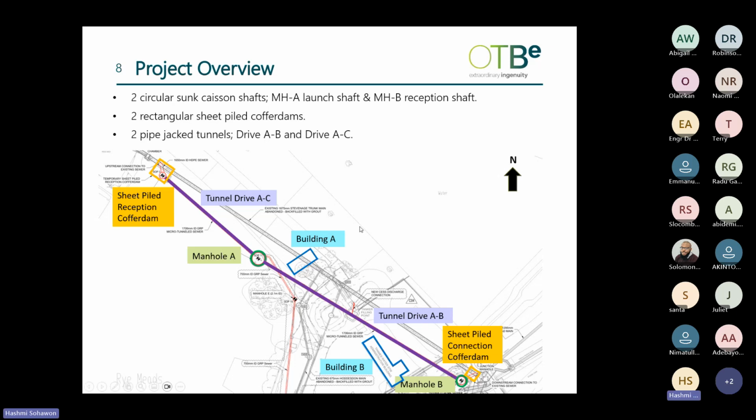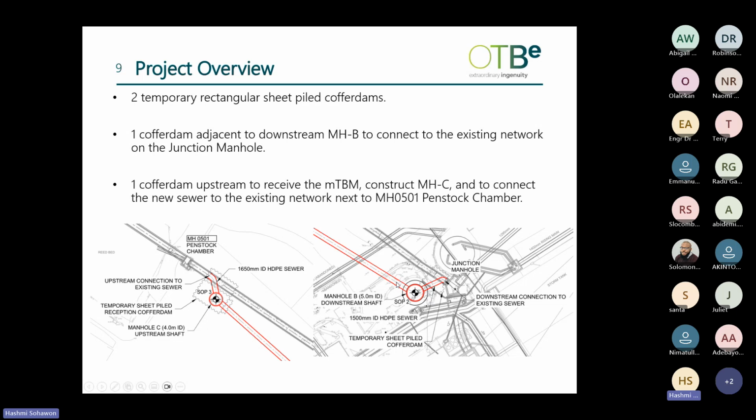If we take a closer look, we can see that at manhole B, we have a temporary sheet pile cofferdam, which is built here. The purpose of this is to create a connection to the existing sewer at the junction manhole.